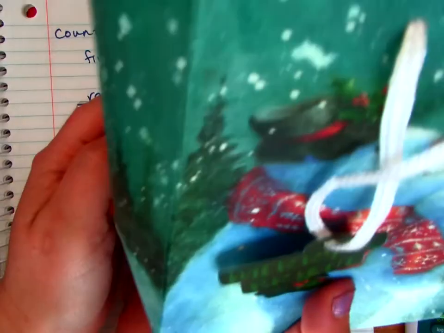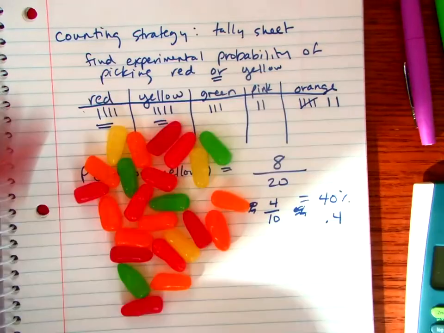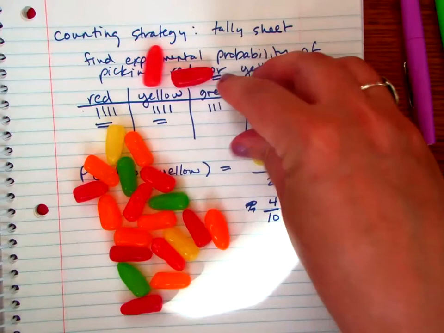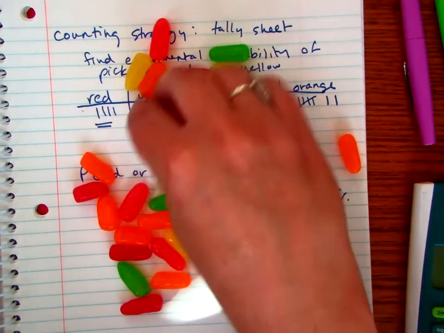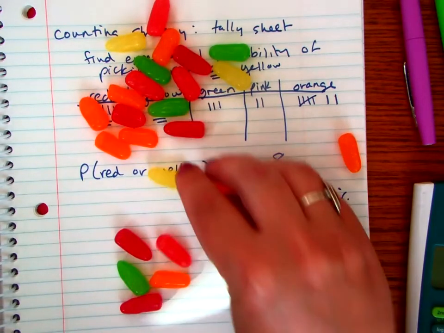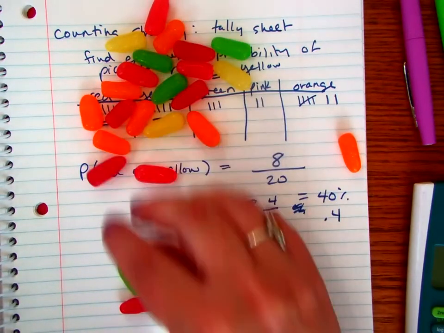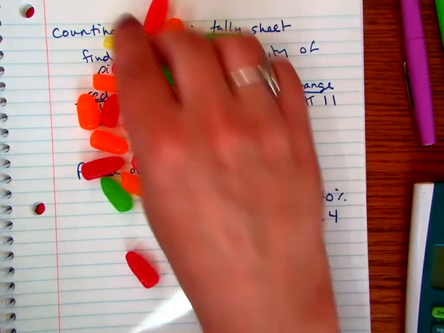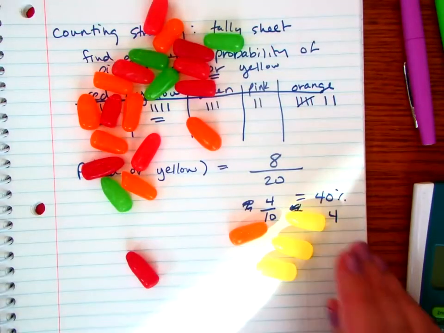But when we look at what was actually in the bag, 1, 2, 3, 4, 5, 6, 7, 8, 9, 10, 11, 12, 13, 14, 15, 16, 17, 18, 19, 20, 21, 22, 23. It looks like there were 24. And the actual truth was there were 3 out of 24.